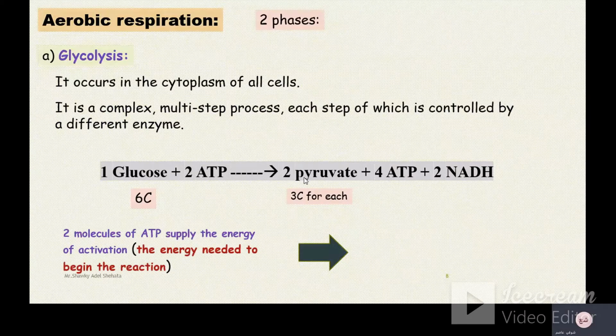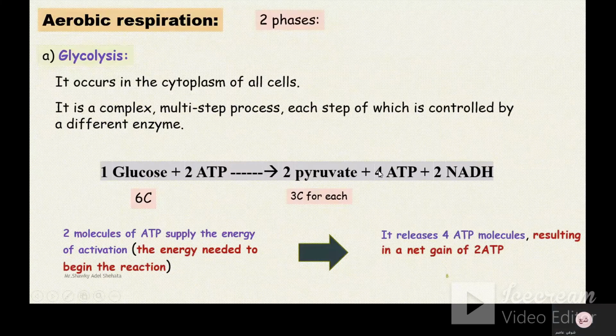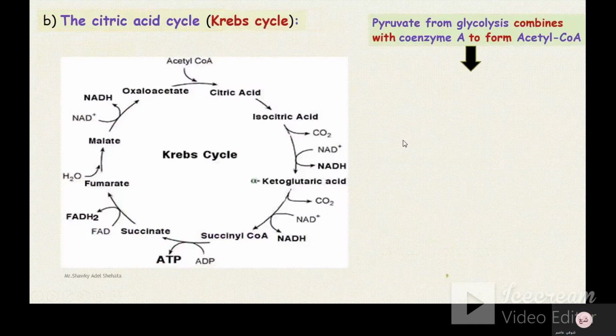As you see here in the shown equation, the two molecules of ATP supply the energy of activation. What's meant by the energy of activation? It's the energy needed to begin the reaction. And then it releases 4 ATP molecules, resulting in a net gain of 2 ATPs. Now, we finished the first phase, which is glycolysis.